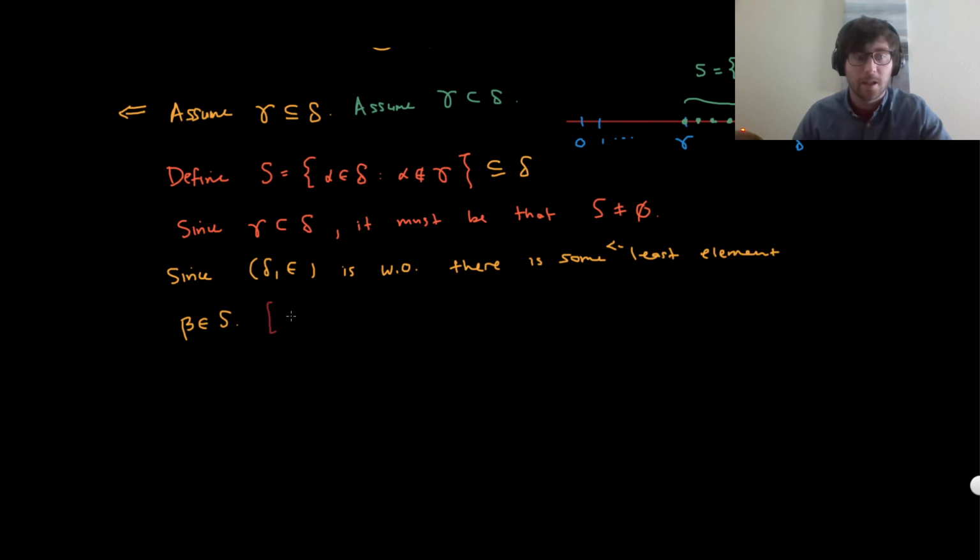So what do we know? We know that for every other alpha in S, it would have to be the case that beta is less than or equal to alpha. And again, this is using our original definition of the less than or equal to.